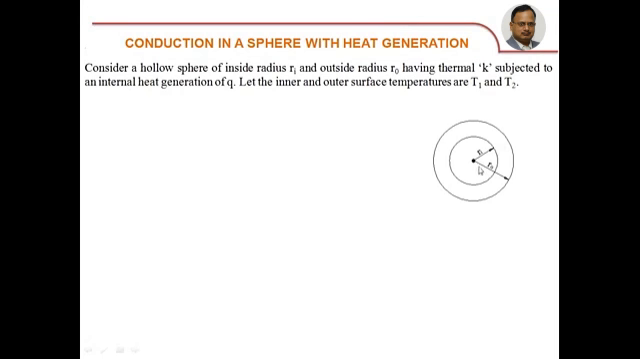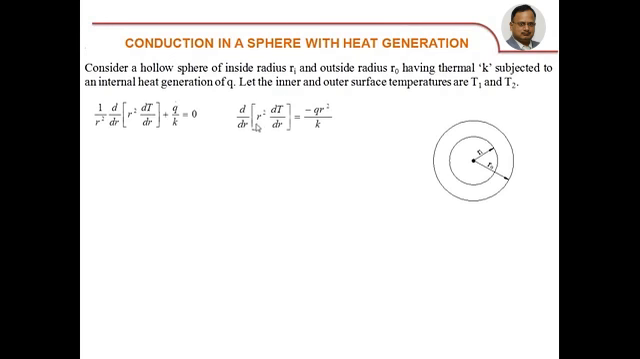Imagine there is a hollow sphere of inner radius ri and outer radius r0. Temperatures of the surfaces are T1 and T2. The governing equation for a sphere is 1 by r square d by dr of (r square dT by dr) plus q dot by k equal to 0. I hope all of you remember the general conduction equation is 1 by r power n d by dr of (r power n dT by dr) plus q dot by k equal to 0. If you put n equal to 2, it becomes a sphere.